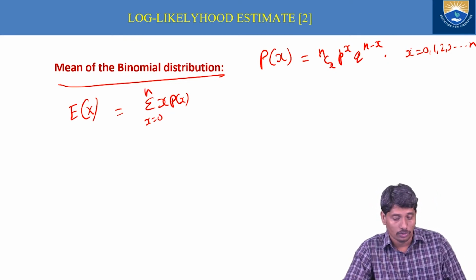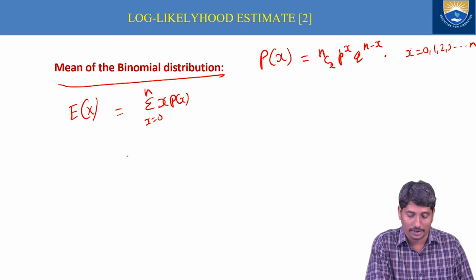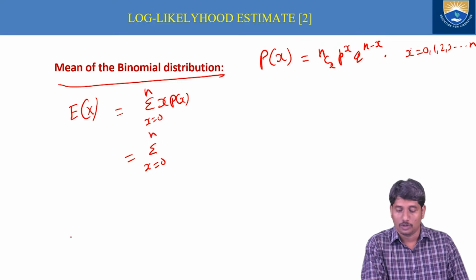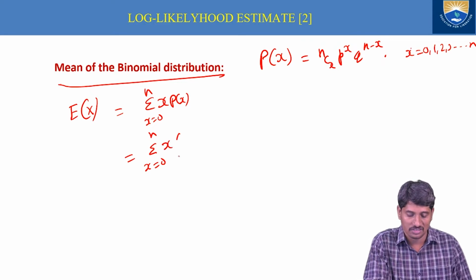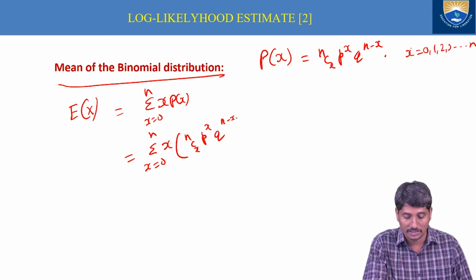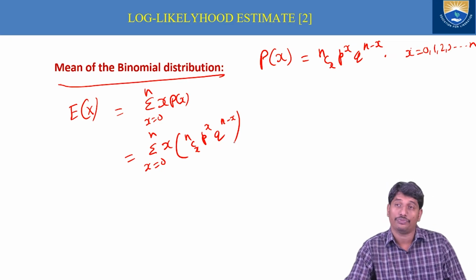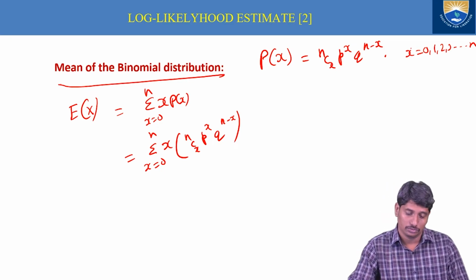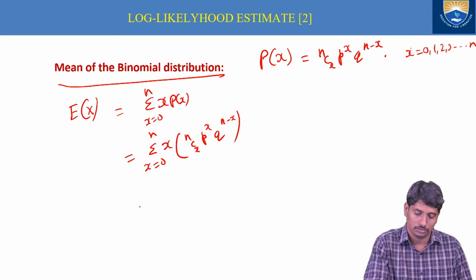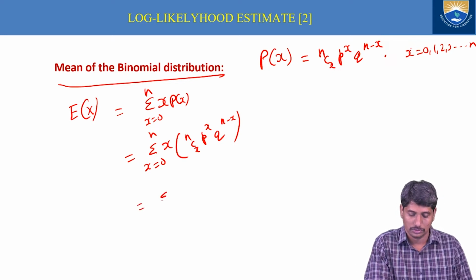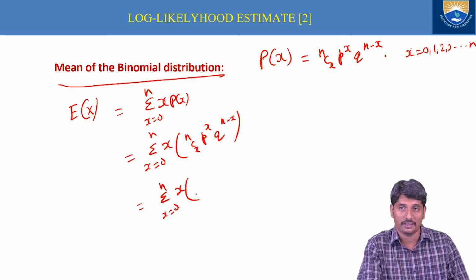Okay. So what happens? Let us write summation x is equal to 0 to n, x into p of x. What is p of x? P of x is nothing but ncx small p power x small q power n minus x. Okay. Now, summation x is equal to 0 to n, I am not distributing x.